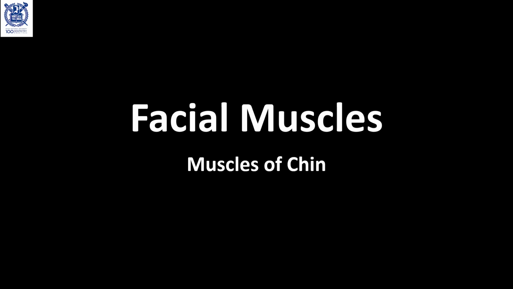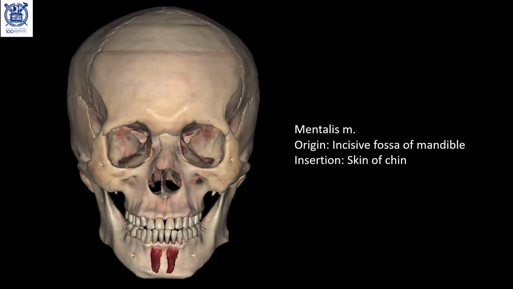Okay, go on to the muscles of chin. Mentalis muscle. It is a pale central muscle of lower lip situated at the tip of chin. It originates from the incisive fossa of mandible around the mentum of the mandible and inserts into the soft tissue of the chin.